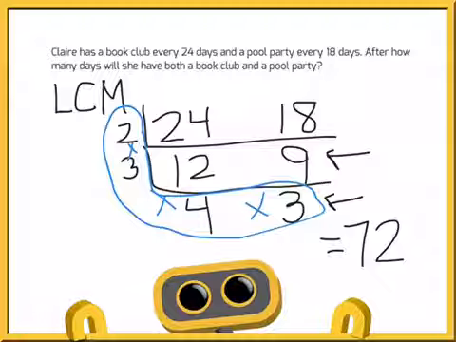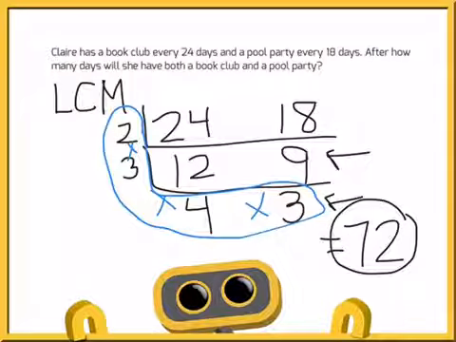So to answer my question, after how many days will she have both a book club and a pool party, it would be after 72 days. In other words, every 72 days, she's going to have a book club and a pool party. In problems like this, it could even give you a date and might tell you when she had the last day where she had both, and it might ask you to find the next day she'll have both. And in that kind of case, you want to whip out a calendar, and you could use the calendar to count the amount of days, and you could actually give the exact date.